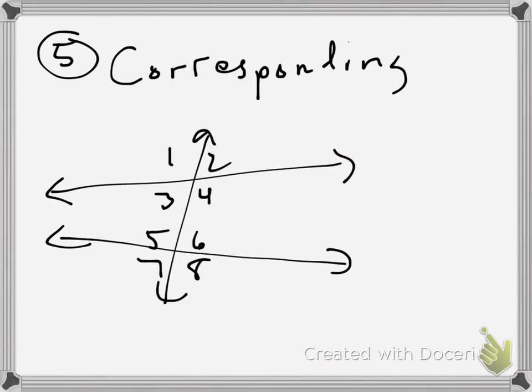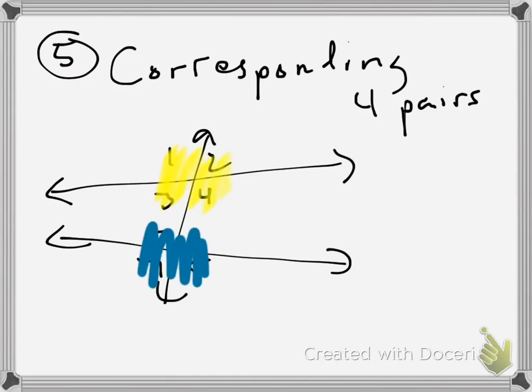Corresponding. Okay, now corresponding, there are 4 pairs of those. Now I want you to take a look at those 4 angles there. And then take a look at, whoops, I just colored over them. It's all right, we can get it back. Here's 5, 6, 7, 8. Okay? Take a look at the positions.